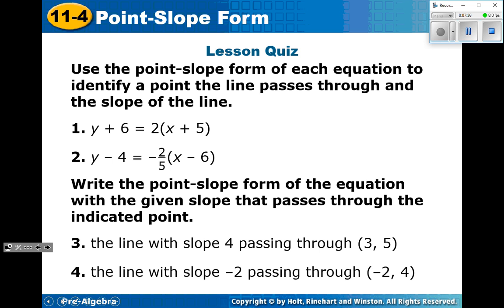Here are some problems for you to try on your own. Pause the video and turn it back on when you're ready to see the answers.